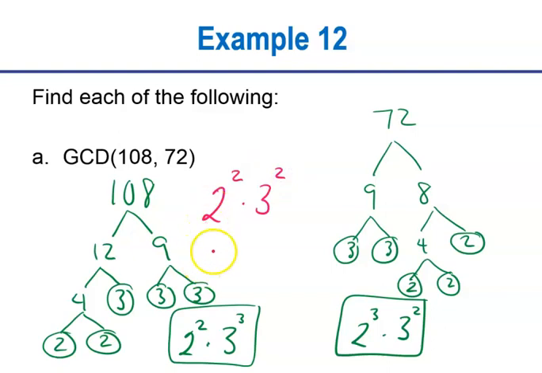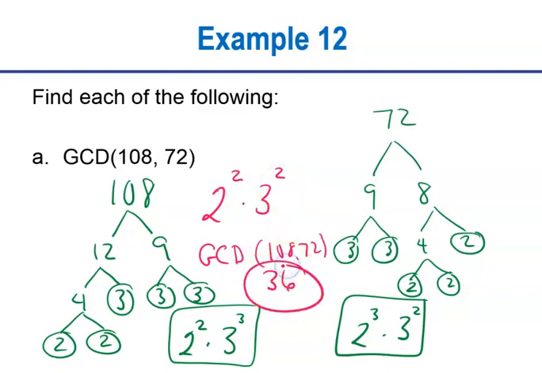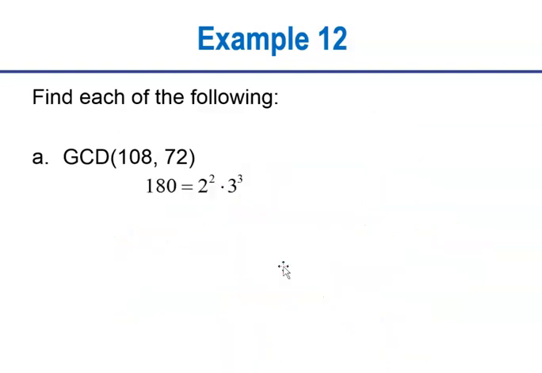So we could say our greatest common divisor for 108 and 72 is 2 to the second times 3 to the second, which is actually 4 times 9, or 36. 36 divides 108, and 36 divides 72. So that's the handwritten version. And then, of course, I have a typed version for you. You can just check our work real quick.